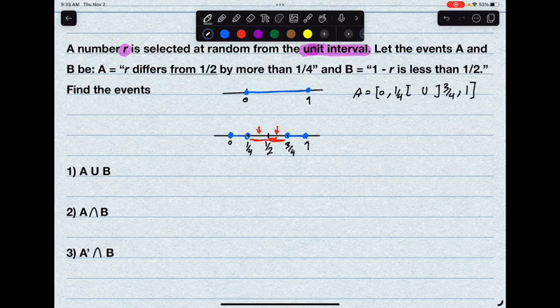We have another event B. From 0 to 1. Now R is the number for which 1 minus R is less than 1 over 2. That means the numbers less than 1 whose distance to 1 is less than 1 over 2. Okay, what are those numbers? So here is 1. So if we just choose, here is 1 over 2.